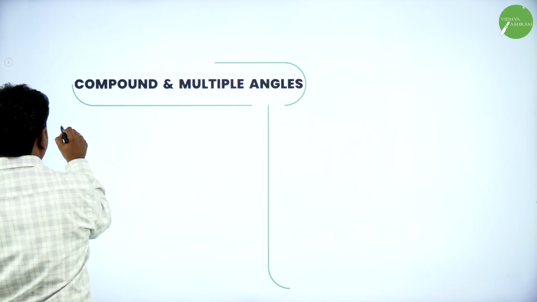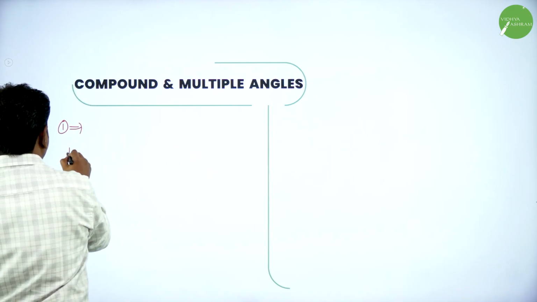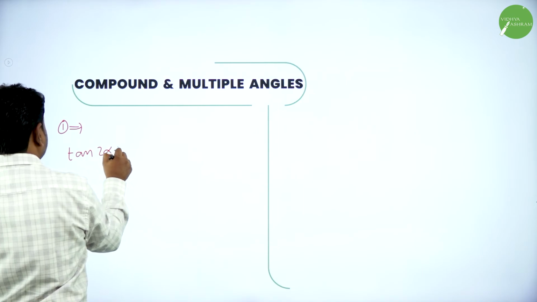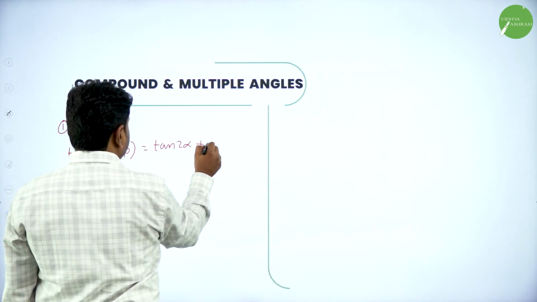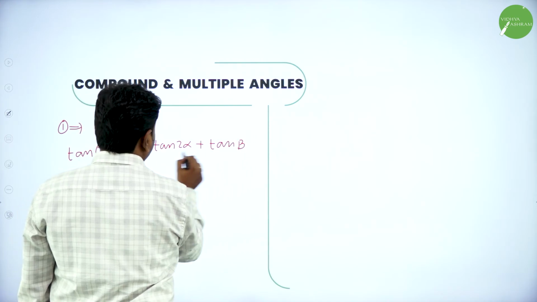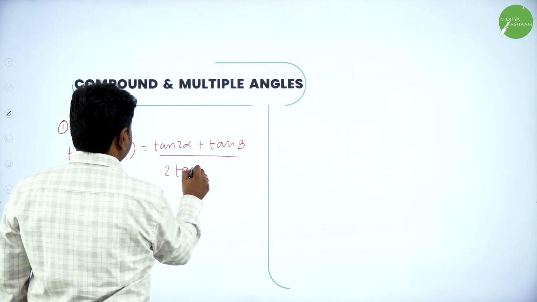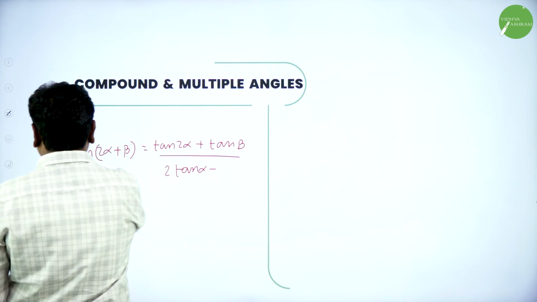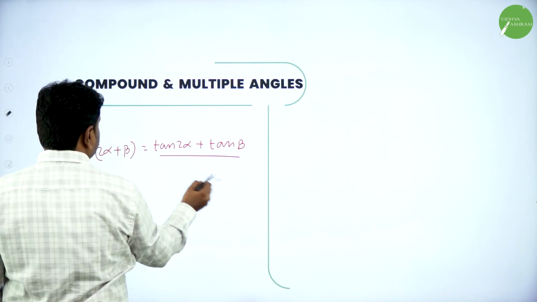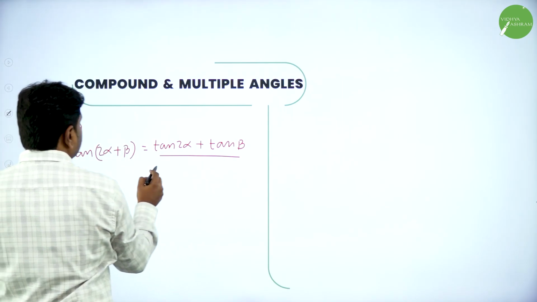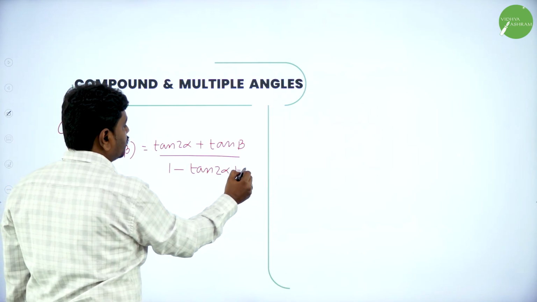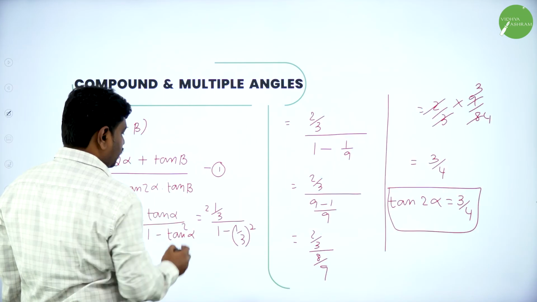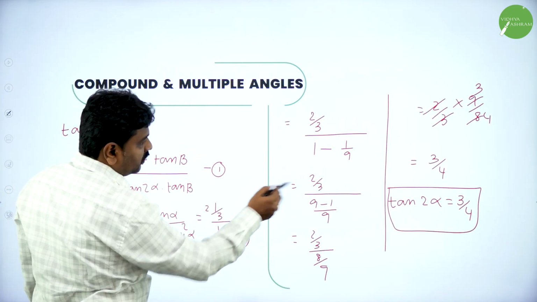So take equation 1. What is equation 1? Tan of 2 alpha plus beta can be written as tan 2 alpha plus tan beta divided by 1 minus tan 2 alpha into tan beta, the compound angle formula. Tan of a plus b, what is tan of a plus b? Tan a plus tan b by 1 minus tan a into tan b. So now substitute. Tan 2 alpha we got, what is tan 2 alpha? Tan 2 alpha is 3 by 4.